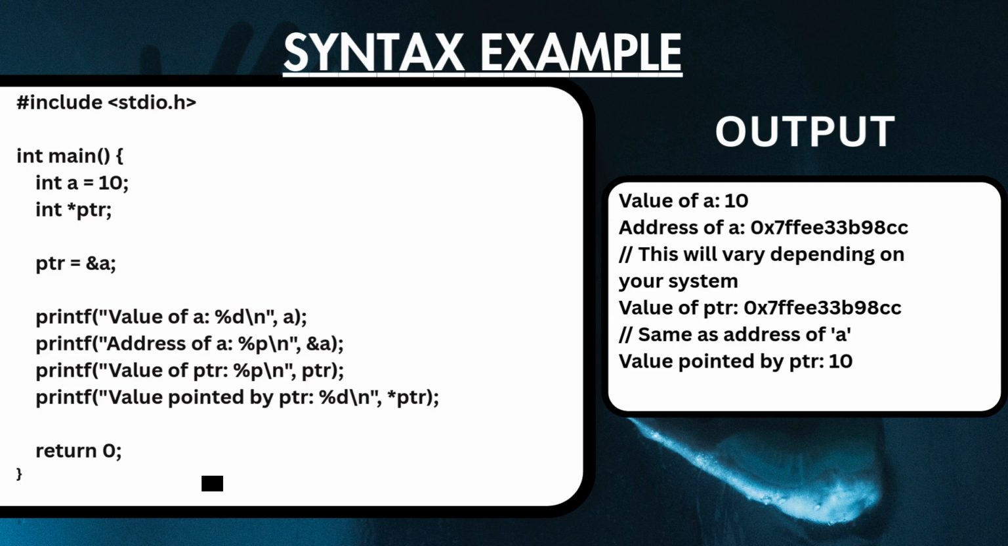Now let's break down the program into small parts for your understanding. Look at this program. int a = 10 is a regular integer variable. Next, int *ptr declares a pointer to an integer. ptr = &a assigns the address of a to ptr. So now ptr doesn't store a value like 10, it stores the address of a. When we use *ptr, we dereference it. That means we are accessing the value stored at that memory location, which is 10. So you can see the output gives the value at the address, which is 10.